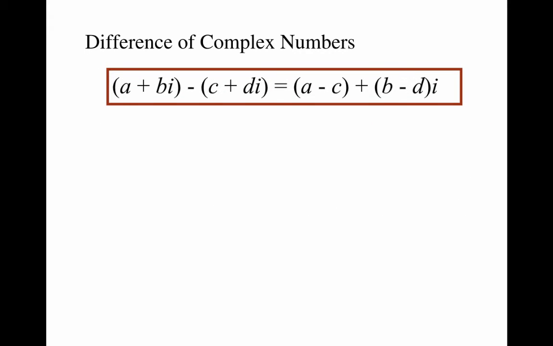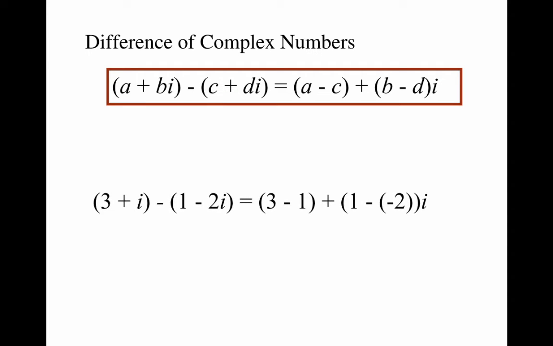The difference of complex numbers, again, you subtract the real parts and you subtract the imaginary parts. So in this problem, 3 plus i minus 1 minus 2i, it's almost like combining like terms. You end up with 2 plus 3i. Be careful when you subtract a negative.